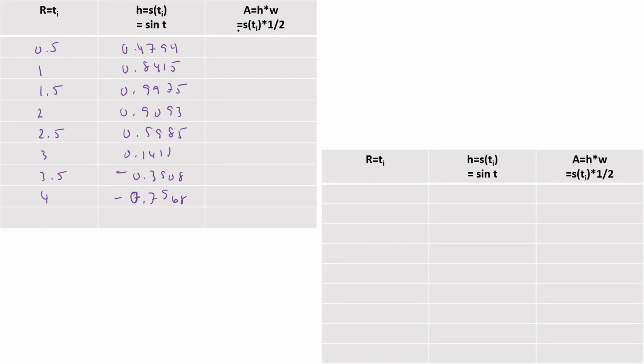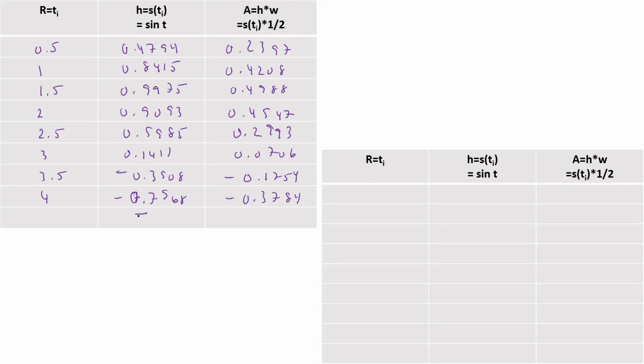take half of that. So 0.2397, 0.4208, 0.4988, 0.4547, 0.2993, 0.0706, negative 0.1754, and a negative 0.3784. Okay, and again, we're going to find the sum of all these areas.